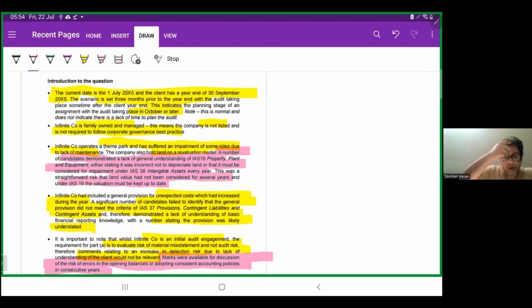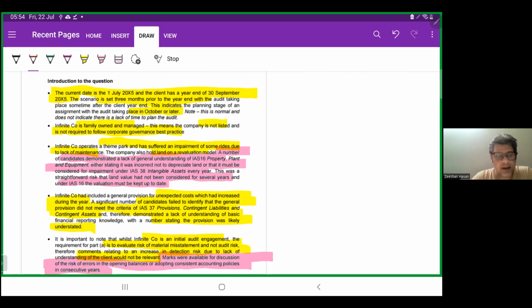A number of candidates demonstrated a lack of general understanding of IAS 16 Property, Plant and Equipment, either stating it was incorrect not to depreciate land or that it must be considered for impairment under IAS 38 Intangible Assets every year. This was a straightforward risk that land value had not been considered for several years, and under IAS 16 the valuation must be kept up to date.